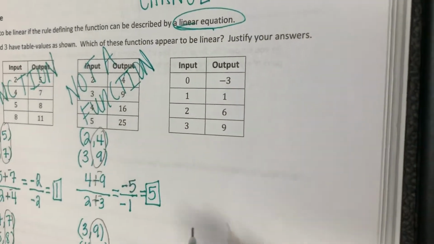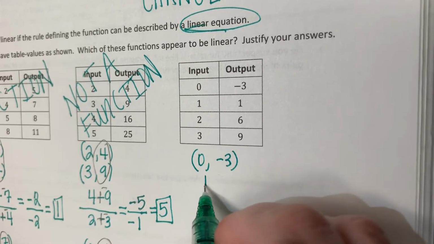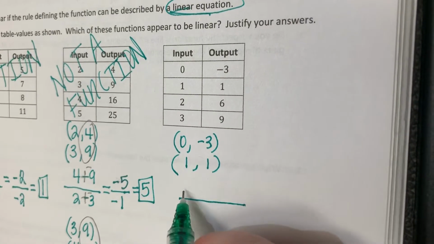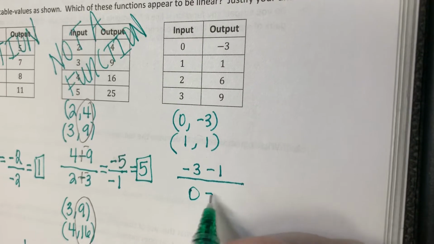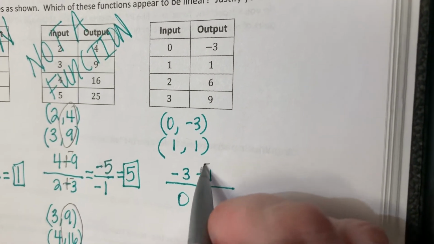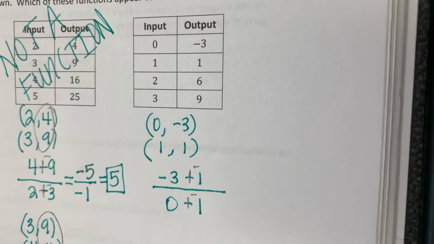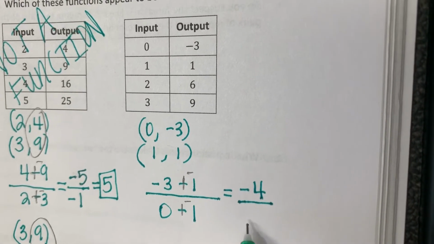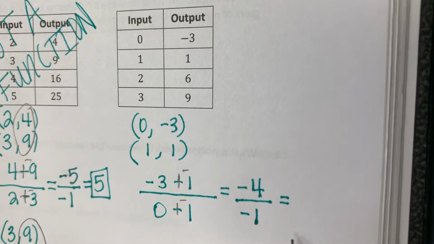So if we take the first 2 ordered pairs, like 0, negative 3, 1, and 1, we're going to subtract the second numbers, like negative 3 minus 1, and then on the bottom, the first number, 0 minus 1. Subtraction is dead, so you add the opposite. So negative 3 plus a negative 1 is negative 4, and 0 plus negative 1 is negative 1. And negative 4 divided by negative 1.